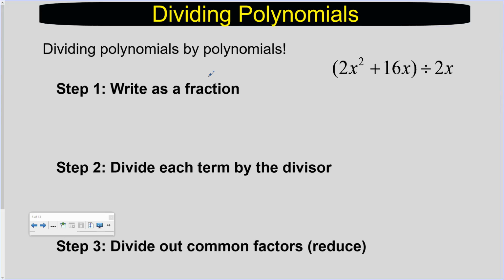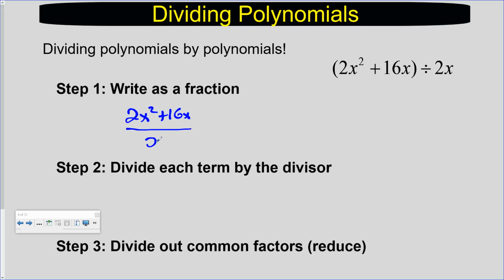Okay, today's stuff. So we're going to work on actually dividing polynomials by polynomials. So when we're looking at something like this, rather than thinking about complex fractions or multiplying by reciprocals or anything like that, we're actually going to divide them. Step one is to write it as a fraction. I've got 2x squared plus 16x, and we're going to divide that by 2x.